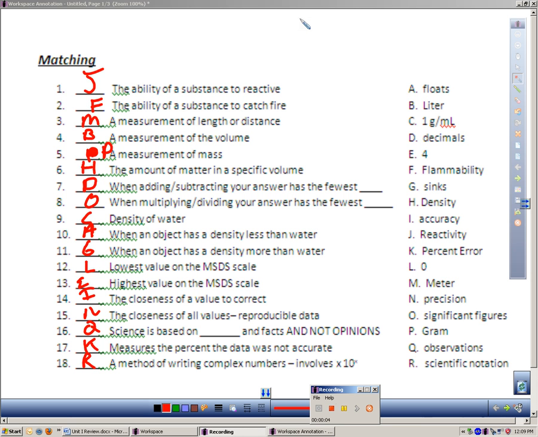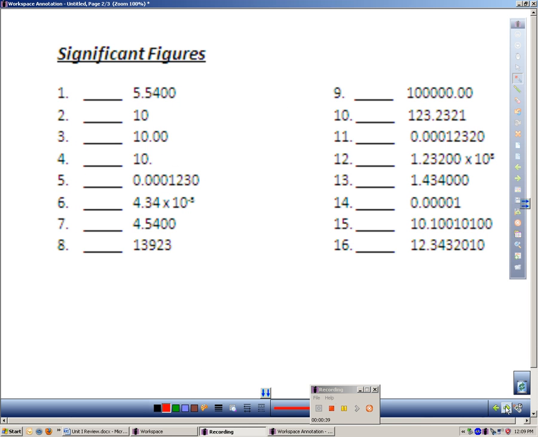1 is J, 2 is F, 3 is M, 4 is B, 5 is P, 6 is H, 7 is D, 8 is O, 9 C, 10 A, 11 G, 12 L, 13 E, 14 I, 15 N, 16 Q, 17 K, and 18 R. Again, if you need to, go ahead and pause it and go back to that. Alright, moving on. Let's look at significant figures.